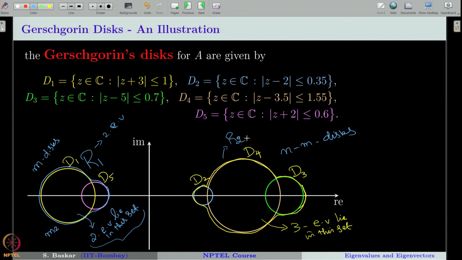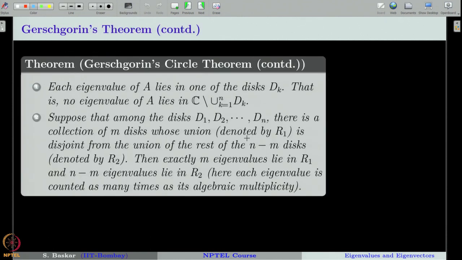Let us call this R2. That is what the theorem says. Suppose among the disks, there is a collection of m disks whose union is disjoint from the union of the rest of all n minus m disks. We are calling the first set R1 and the second R2. Then the theorem says that you have exactly m eigenvalues lying in R1 and n minus m eigenvalues lying in R2. Let us prove only the first part of the theorem.